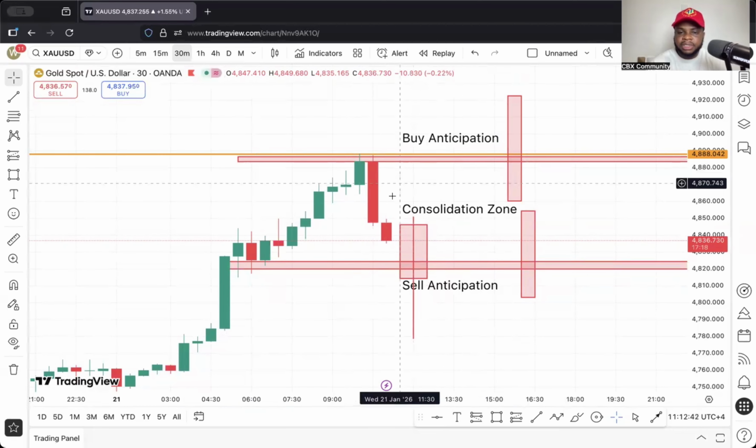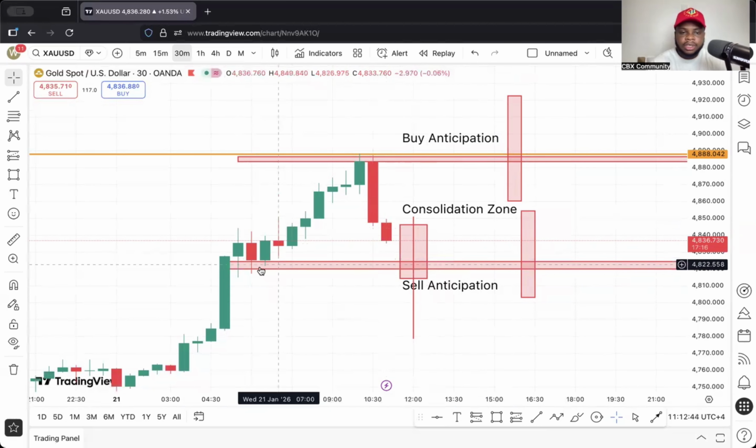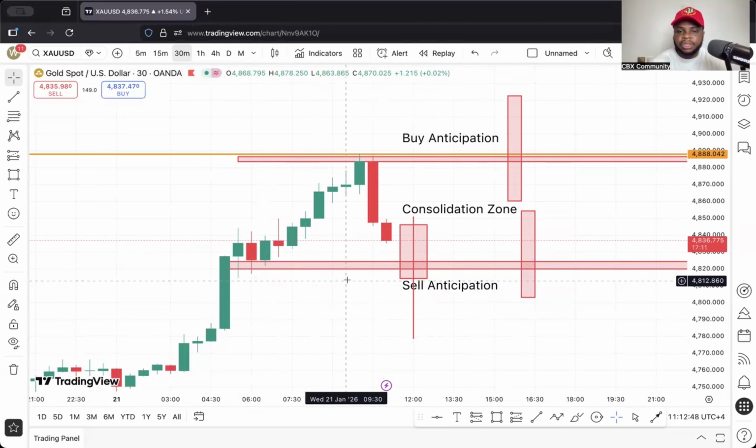Or we are also anticipating for this candle to close below our support zone, by which we'll be able to anticipate the next candle to create an upper wick.